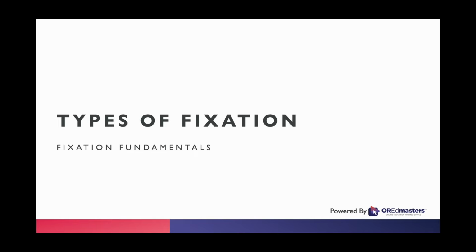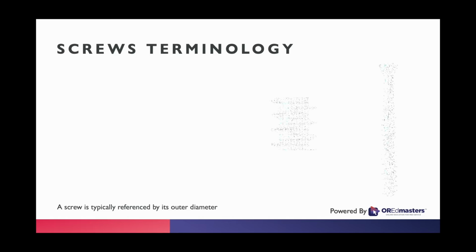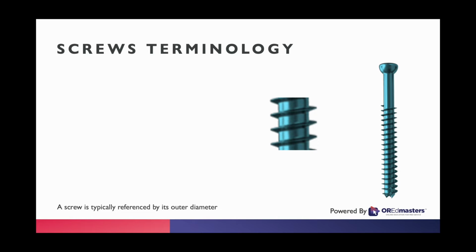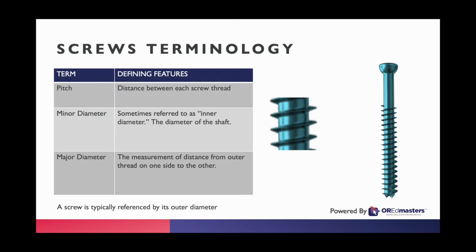First, we will give an overview of the various types of fixation available to physicians. Screws are the most common device used for internal fixation. They can be used alone or in conjunction with plates, nails, or rods. We will discuss technique later in the module. First, let's review the different types and design features of screws.